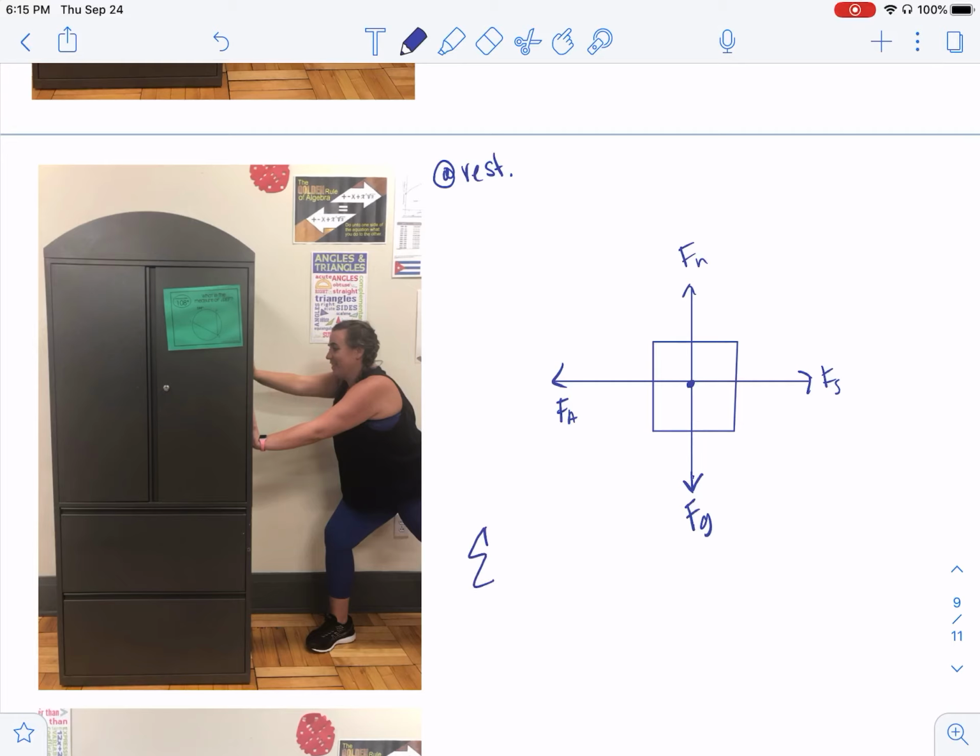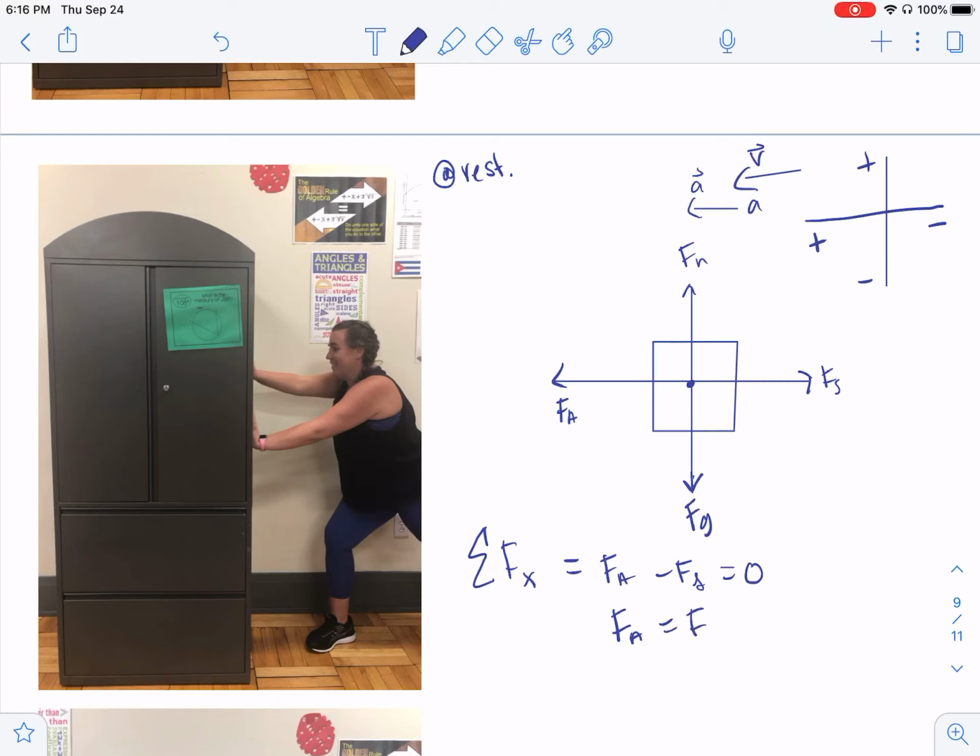So once again, when I do my forces in the x direction, this time I'm really going to mess with your brain. I'm going to make positive in the other direction, and I'm only doing that because I'm trying to move in that direction. I want my velocity and my acceleration to be in that direction. They're not currently, but I want them to be once I start moving, so I'm going to make that the positive direction. So the force applied minus the force of static friction is still equal to 0 because it's not moving. So once again, I get force applied equals the force of static friction.